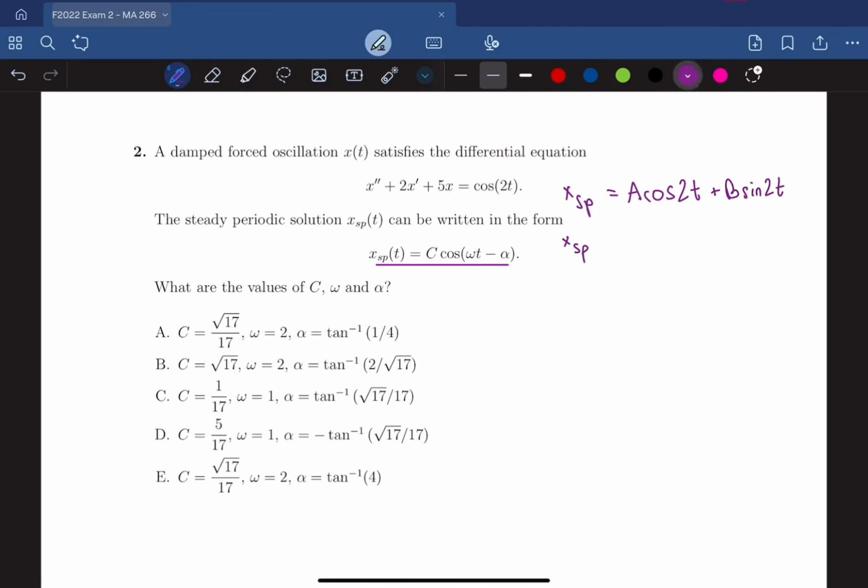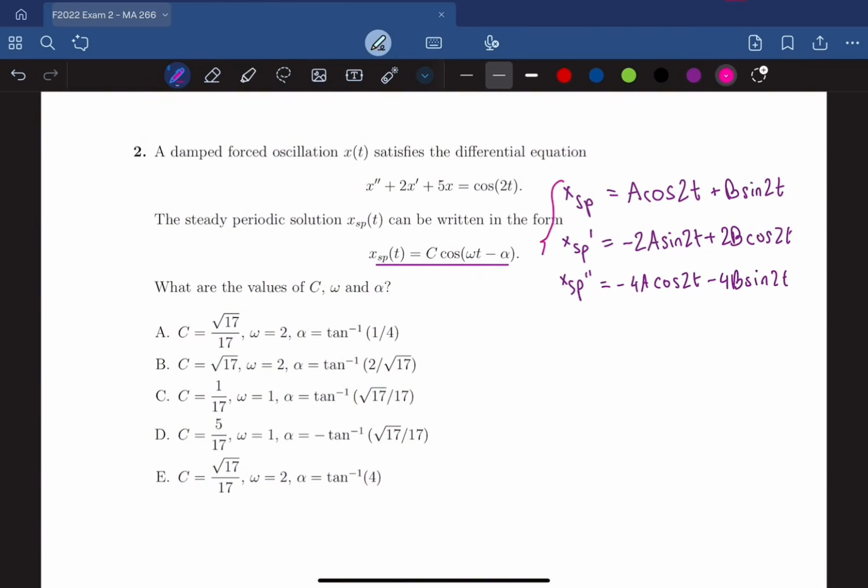So we have xsp, I'll remove the guess part, and then we have xsp prime, which you just take the derivative. Remember, a and b are both constants, so you're going to get that plus 2b cosine 2t, then xsp double prime is negative 4a cosine of 2t minus 4b sine of 2t. And so now we're going to take this and substitute it into the left side there.